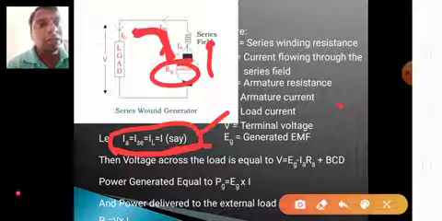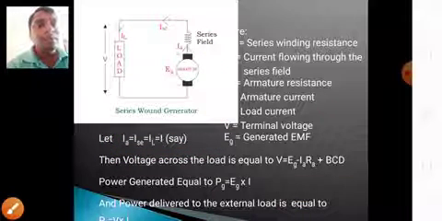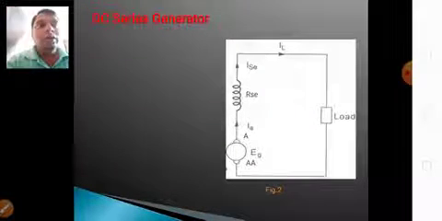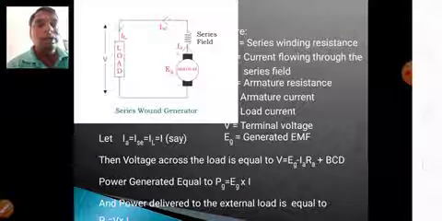Then the voltage across the load is the same formula, V equal to EG minus IA RA. Here IA equal to ISE or IL, anything, I. So for the series field winding, the formula is V equal to EG minus I RA plus brush contact drop. The power generated is equal to EG into I, the generated power PG. And the power delivered to the external load is P equal to V into I, where I means IL.